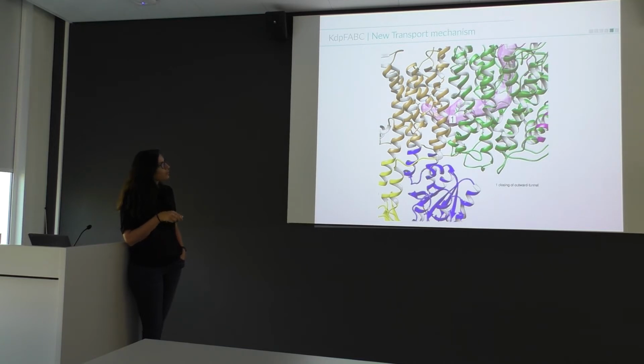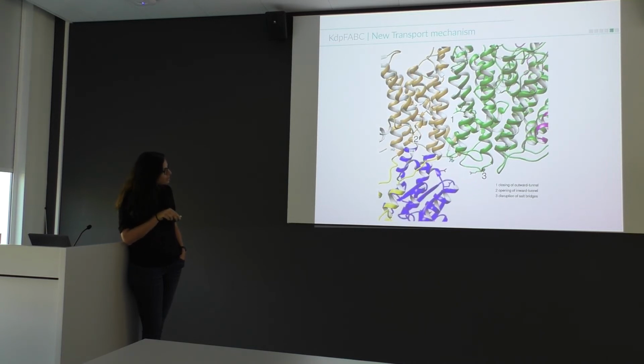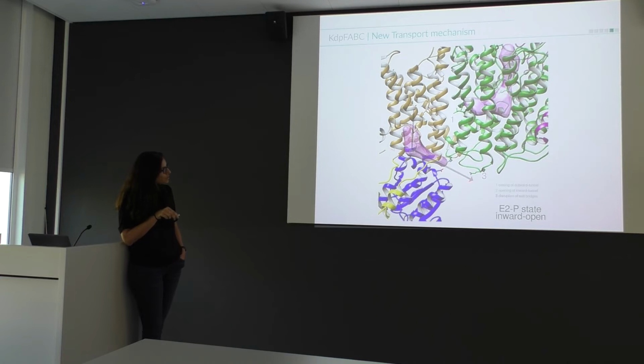And what we believe happens is that this is closed, so at a certain point it becomes closed, so the potassium can go through here, and then we have this helix rearrangement. Once the potassium is here, it senses it, induces this helix rearrangement, the salt bridge is broken up, and we have an inward open tunnel where the one potassium ion that was trapped here can then be released.